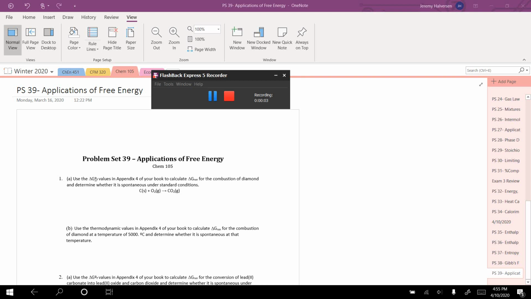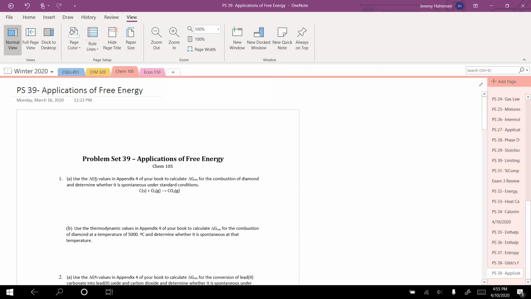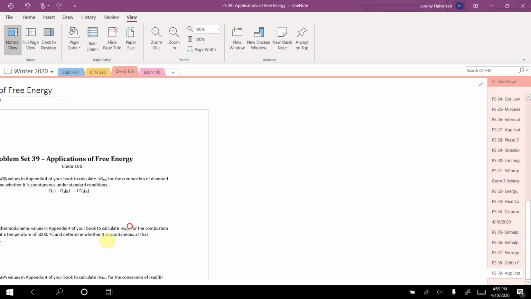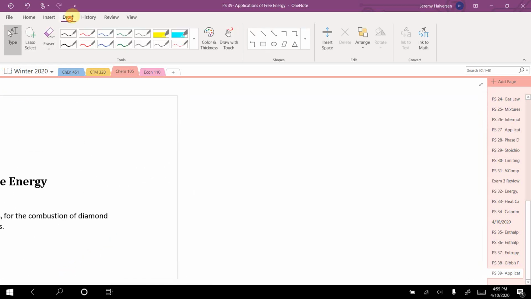This is problem set 39, the last problem set of the course, where we're going to be talking about Gibbs free energy, some applications thereof, and doing a lot of math with Gibbs free energy. So problem set 38 was a lot of conceptual stuff with Gibbs free energy, and problem set 39 is a lot of the math. So let's just take a quick second and review how we calculate Gibbs free energy.